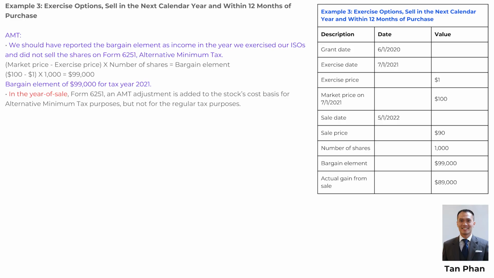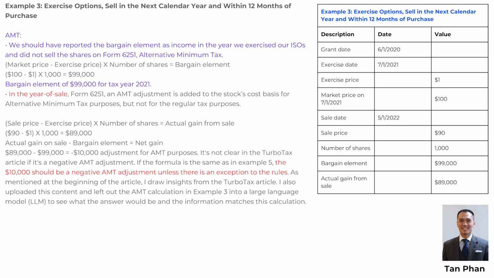In the year of sale, on Form 6251, an AMT adjustment is added to the stock cost basis for alternative minimum tax purposes, but not for regular tax purposes. Sale price minus exercise price times number of shares equal actual gain from the sale. $90 minus $1 times 1,000 equal $89,000. Actual gain on the sale minus bargain element equal net gain. $89,000 minus $99,000 equal negative $10,000 adjustment for AMT purposes.